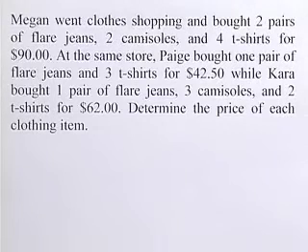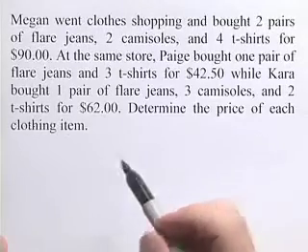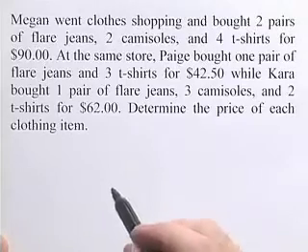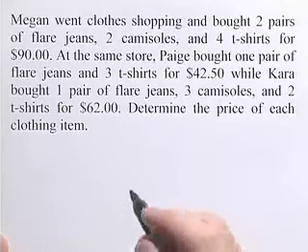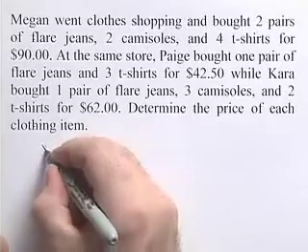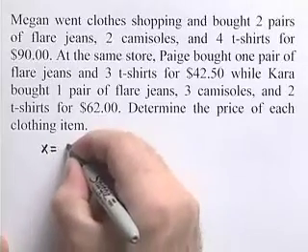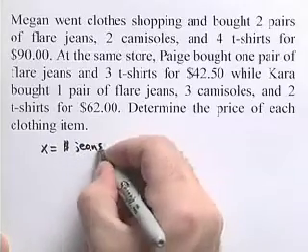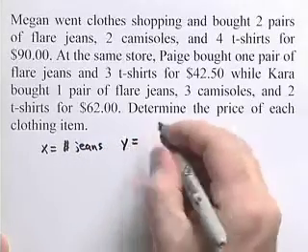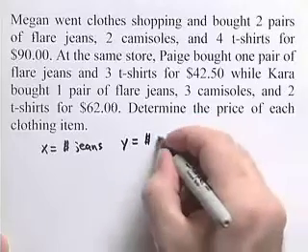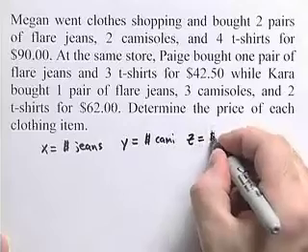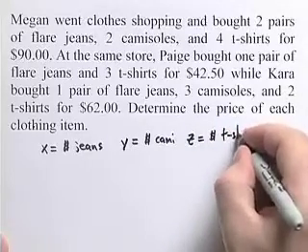To begin the problem, we need to define our variables. We have 3 variables of interest here. It's going to be the price for the flare jeans, the price for the camis, and the price for the t-shirts. So we're going to go ahead and let X equal the dollars or price for the jeans. We're going to let Y equal the price or dollars for the camis. And we're going to let Z equal the price or dollars for the t-shirt.